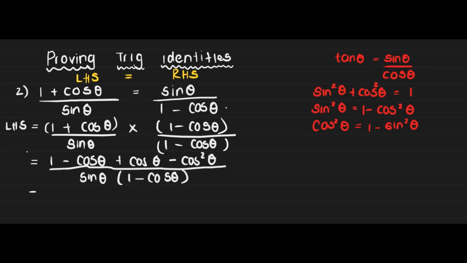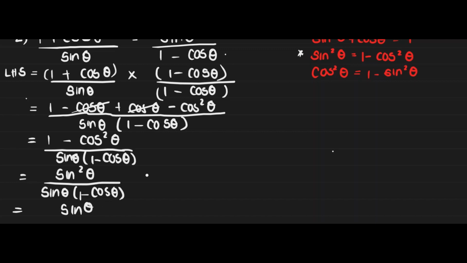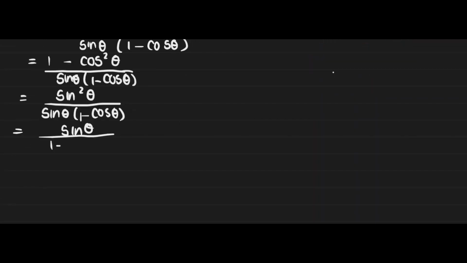Let's simplify the numerator here. It's going to be 1. The cos thetas are going to cancel out because it's going to give you 0. So it's going to be 1 minus cos squared theta, divided by sine theta, open bracket, 1 minus cos theta, close bracket. So moving up, let me move the screen up. What do we see? We see the fact that the numerator, we can substitute it with this one, right? 1 minus cos squared theta is going to give us sine squared theta. So it's going to be sine squared theta divided by sine theta, open bracket, 1 minus cos theta. Then here, sine is going to cancel with one of the sines, so what you're going to have is sine theta divided by 1 minus cos theta.